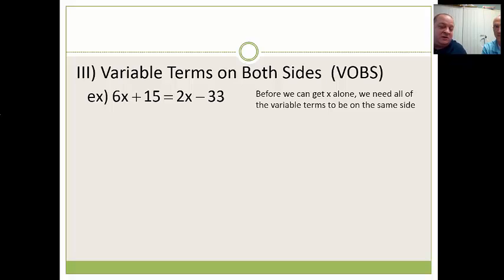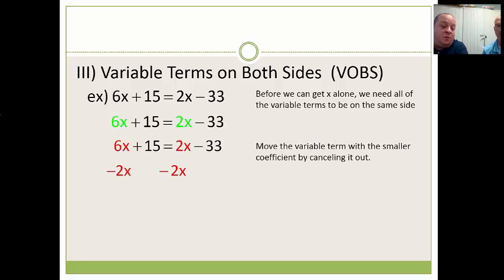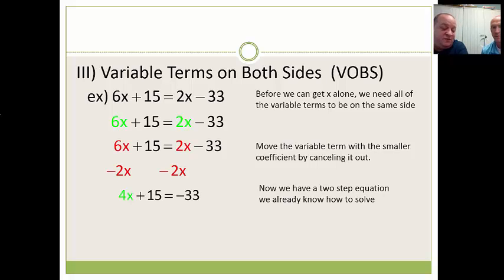One way we could do this is to get rid of, let's look at the two variables. We have 6x and 2x. So what we can do is subtract 2x from the right side and 2x from the left side, and what we're going to have is 4x plus 15 equals negative 33. We now have a two-step equation that we already know how to solve. Right? What are we going to do? Yeah, that's right. We're going to subtract 15 from both sides. That'll give us 4x equals negative 48, and x then equals negative 12 when we divide both sides by 4.